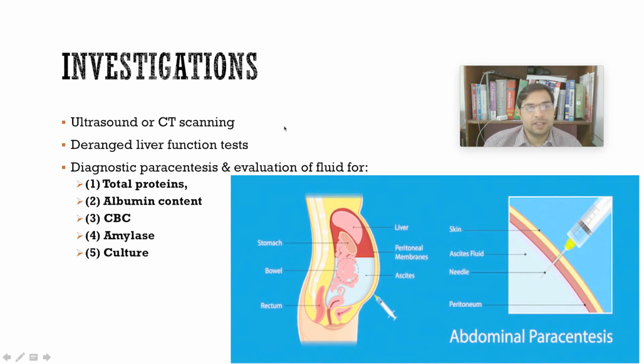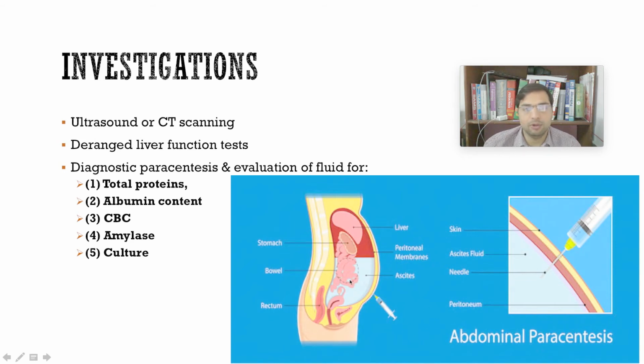Right, so investigations: ultrasound or CT scanning tells us about the exact amount of fluid in the peritoneal cavity. The liver function test will be deranged because the prime cause of ascites is cirrhosis, right? So what we do is, with the help of a syringe, we take a little fluid from the peritoneal cavity and we evaluate that ascitic fluid, right? So this is a diagnostic paracentesis.